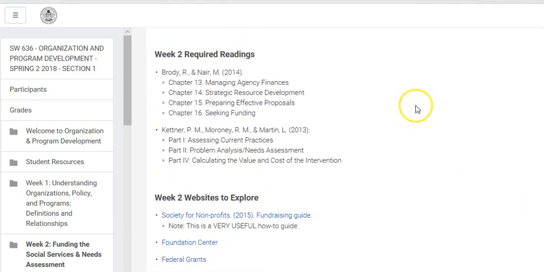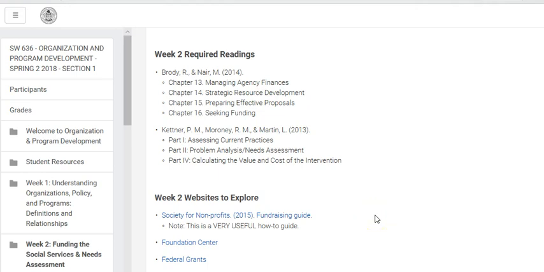There are a lot of required readings this week. I would suggest reading the Kettner, Maroney, and Martin readings first because I think they give context to the Brody and Nair readings on funding.